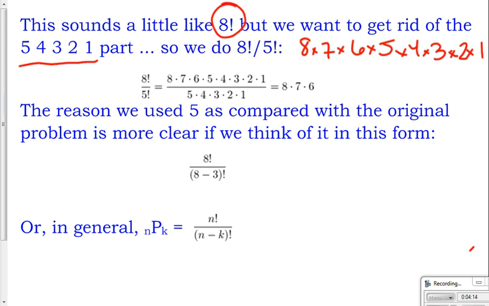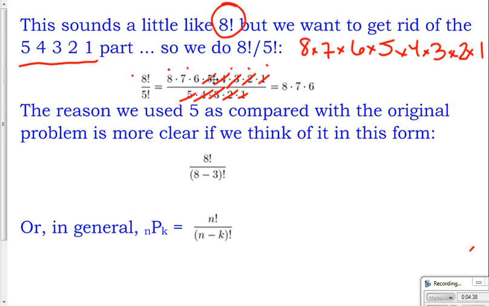Well, a way to get rid of it would be to divide by 5 factorial. And so you can see here I've written out 8 factorial all the way down the top here and 5 factorial all the way down the bottom. And what that does is the common factors cancel out and leave us just with that 8 times 7 times 6 that we wanted.